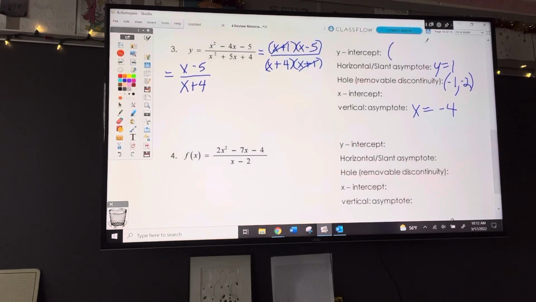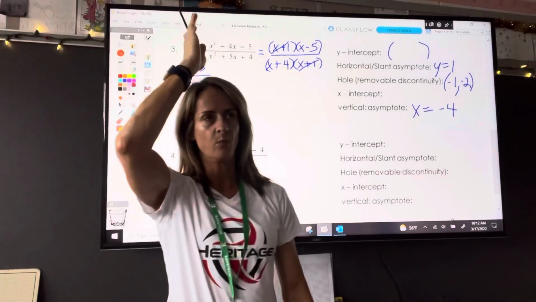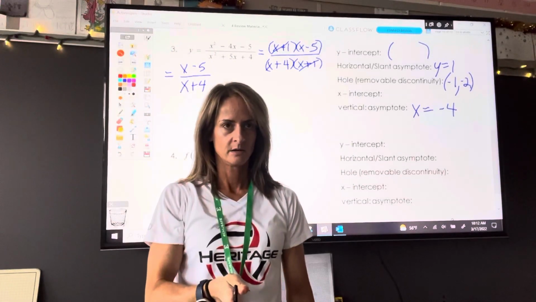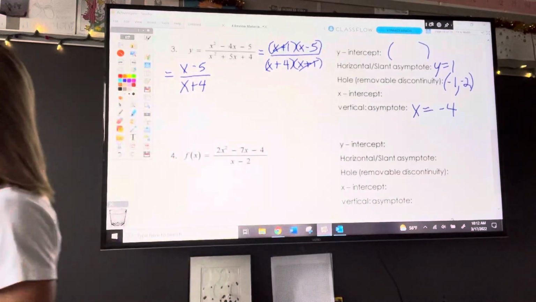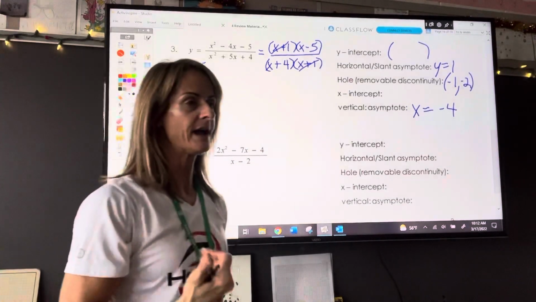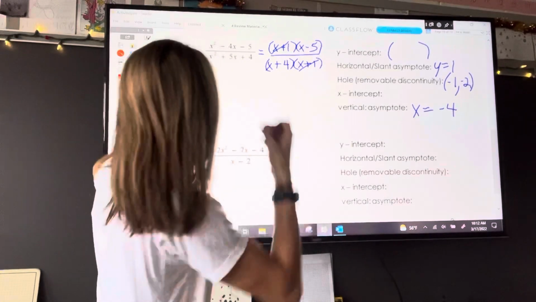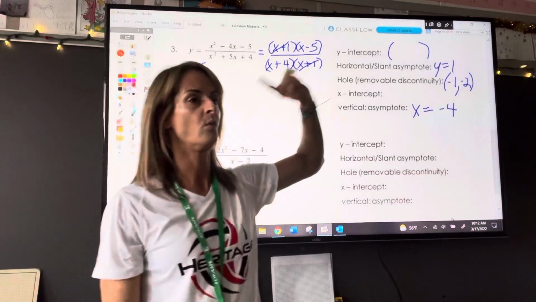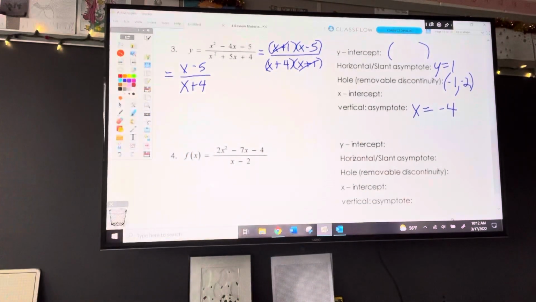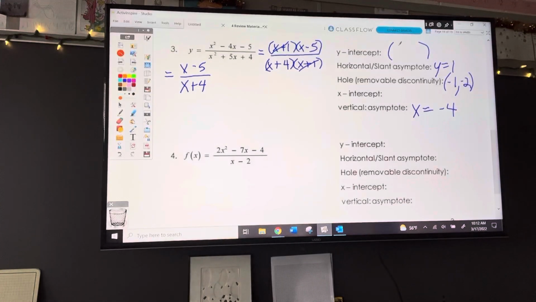Y-intercept. A y-intercept is always on the y-axis. So that means the x-coordinate is going to be 0. So it's going to be 0 and then something. So we're going to plug in 0 for x and see what we get for y. In this case, when I plug in 0 here and 0 here, I get negative 5/4. So the y-intercept is at 0, negative 5/4.